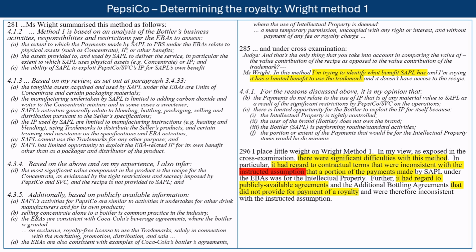He says, "In particular, it had regard to contractual terms that were inconsistent with the instructed assumption that a portion of the payments made by Schweppes under the bottling agreements was for intellectual property." So she did not follow my fiction, and I am not happy with that. That's what he says. "Further, it had regard to publicly available agreements and additional bottling agreements that did not provide for payment of a royalty and were inconsistent with the instructed assumptions." So she is blamed for saying, by the way, I see other third parties don't do this either. I think this is a very weird way of dealing with an expert witness.